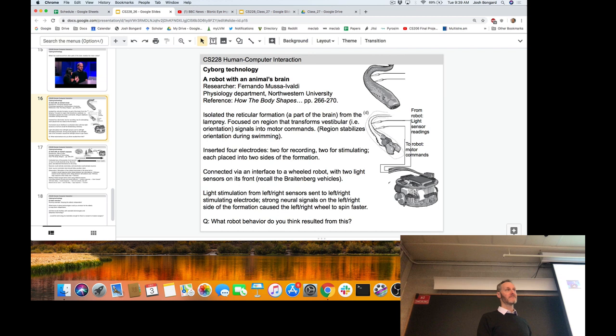We take the motor signals and send them back to the two wheels of the robot. So I don't know if this is an animal or a robot, something in between. Now we're taking light stimulation from the left sensor and sending it to the left part of the sensory system in the reticular formation, and if there are more signals coming back from the left part of the motor system in the reticular formation, the left wheel spins faster. If there is more electrical activity in the right-hand side of the motor subsystem of the reticular formation, we spin the right wheel faster. Given all that I've just told you, which Braitenberg vehicle does this instantiate?